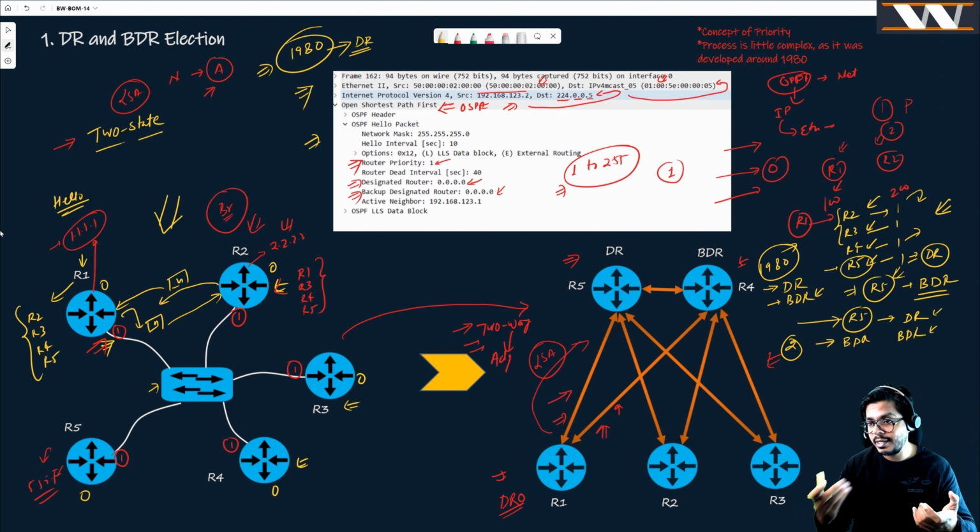And now there is no BDR, and that is why it is going to select the BDR in the next election process. But the election process is always going to be happening for the backup designated router and not the designated router, right? It is as simple as that. So R5 is going to become your DR and R4 is going to become your BDR, and all other routers which are not DR or BDR are going to be DR others.